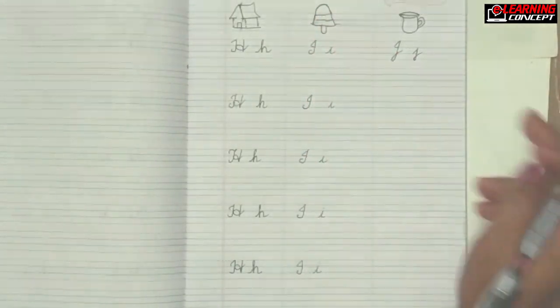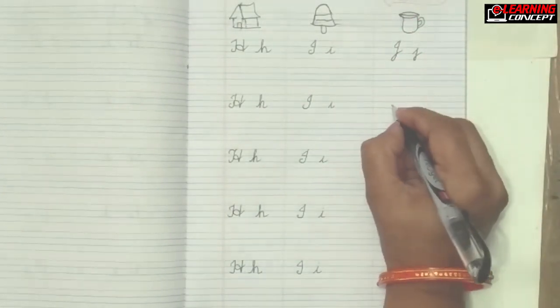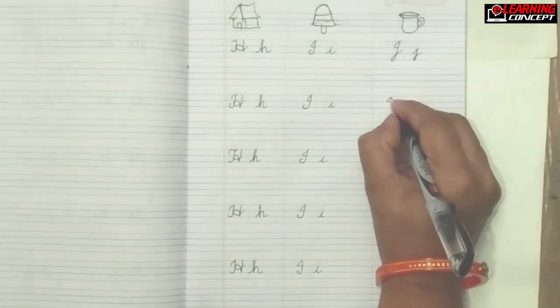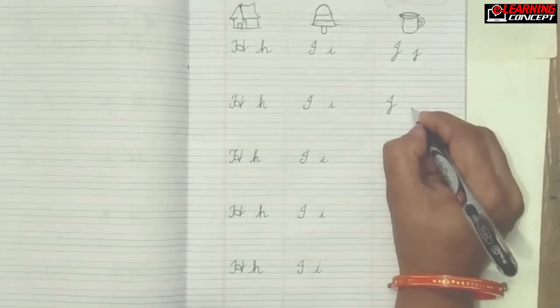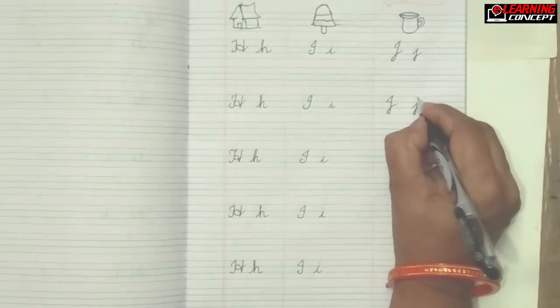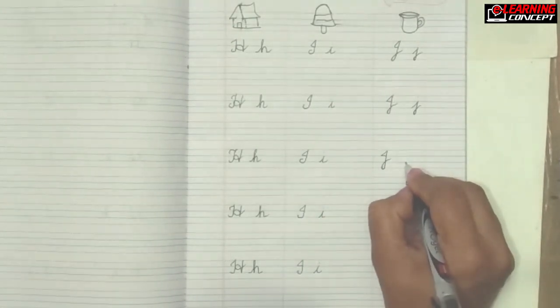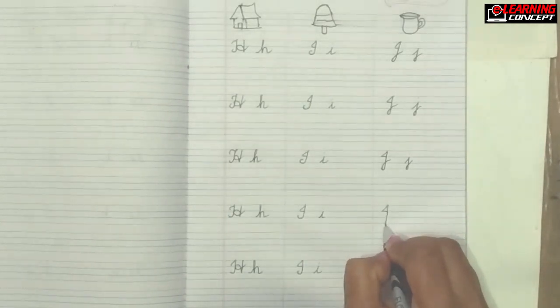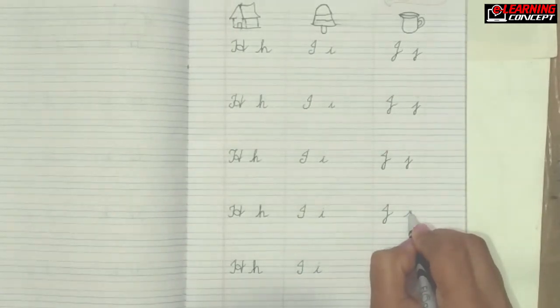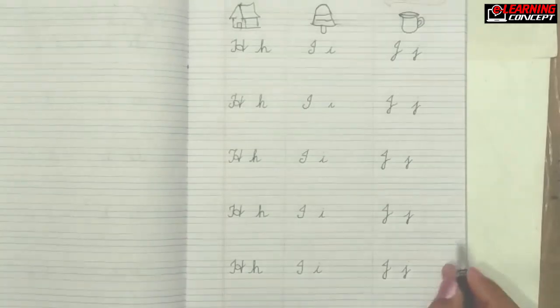I for ice cream. Next, J for jug. Capital J, small j. Now write. J for jug. Capital J, small j.